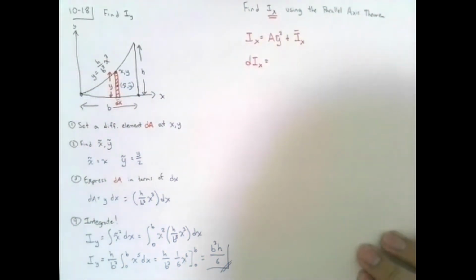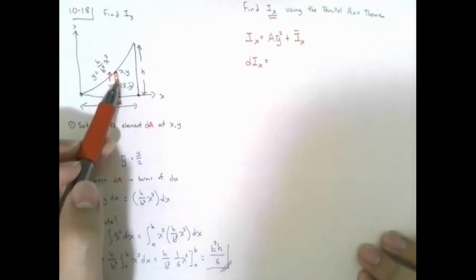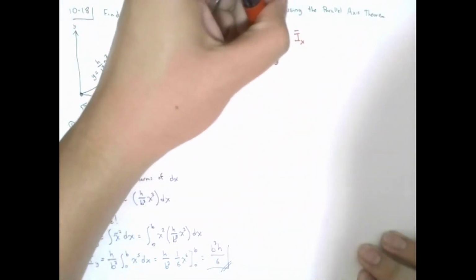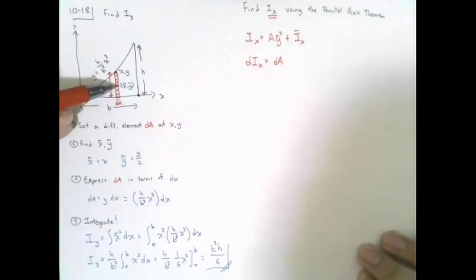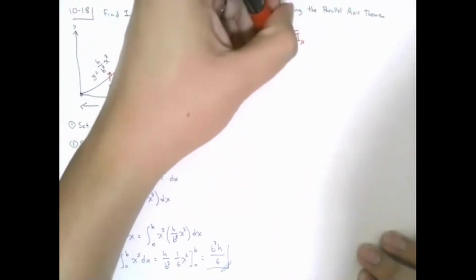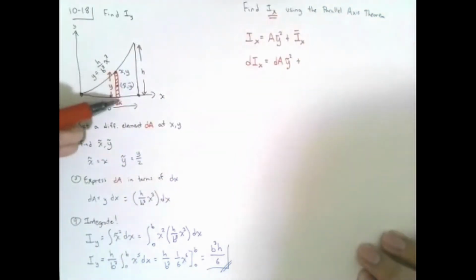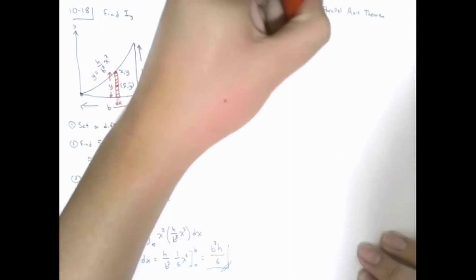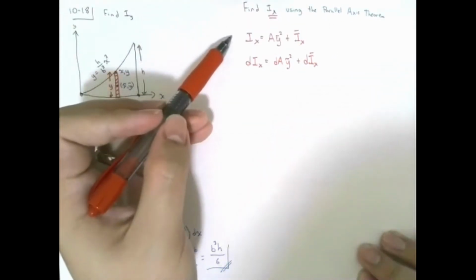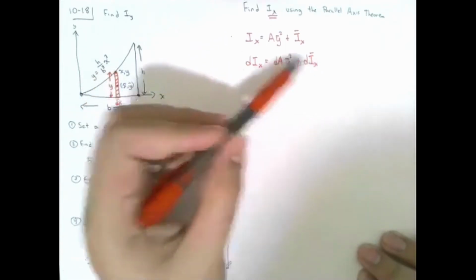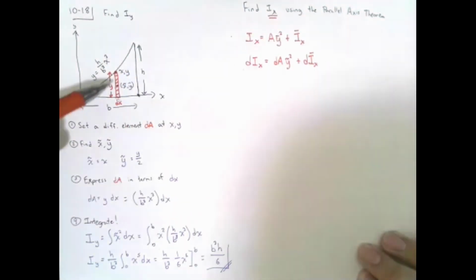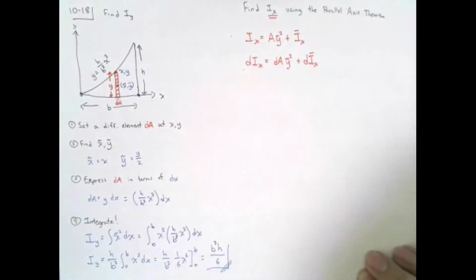For this very small element, we're going to have a very small area. Now, the distance to the centroid of this element is actually not very small. As you can see, it's a finite distance, which I'll just call y squiggly. But we do know that the moment of inertia about any axis will be very small, so I'll just call this dIx. So what we're essentially doing is taking the parallel axis theorem and converting it into a tiny parallel axis theorem for this small differential area.